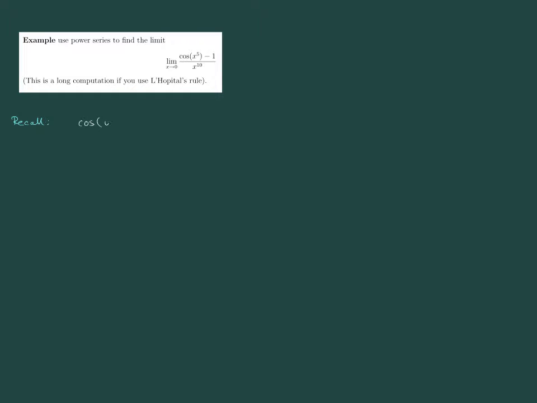Recall, this is one of the things I asked you to prove. Cosine w is 1 minus w squared over 2 factorial plus w to the 4 over 4 factorial minus w to the 6 over 6 factorial, and it continues on in this pattern. Now, originally I had x instead of w, but again, it doesn't matter what I call the letter.